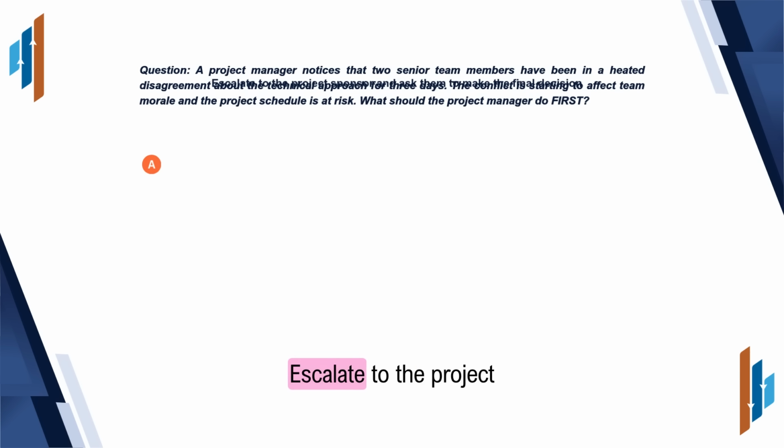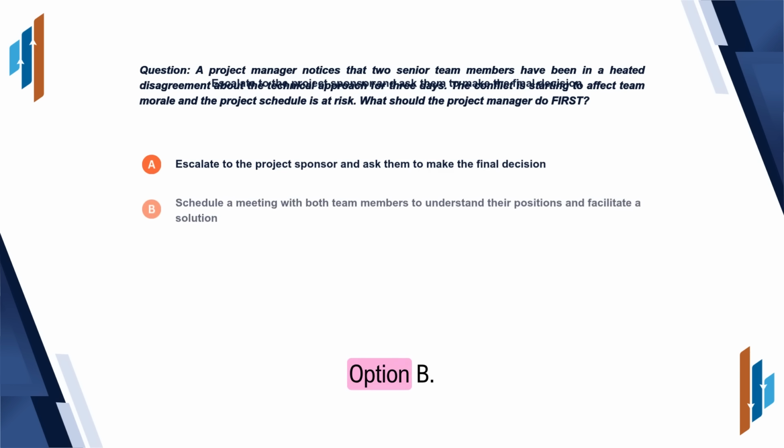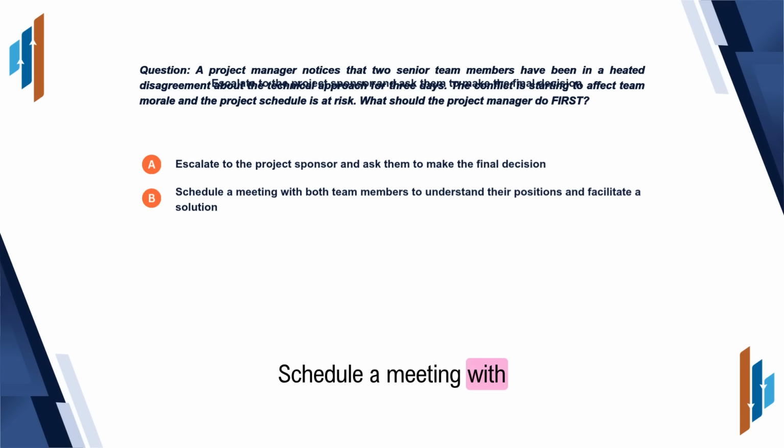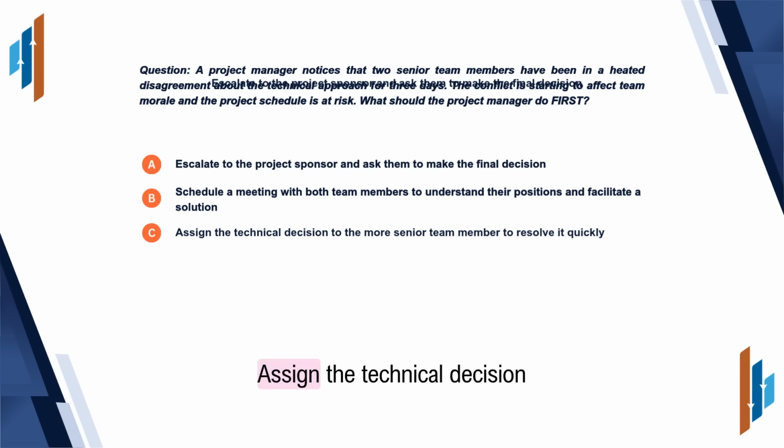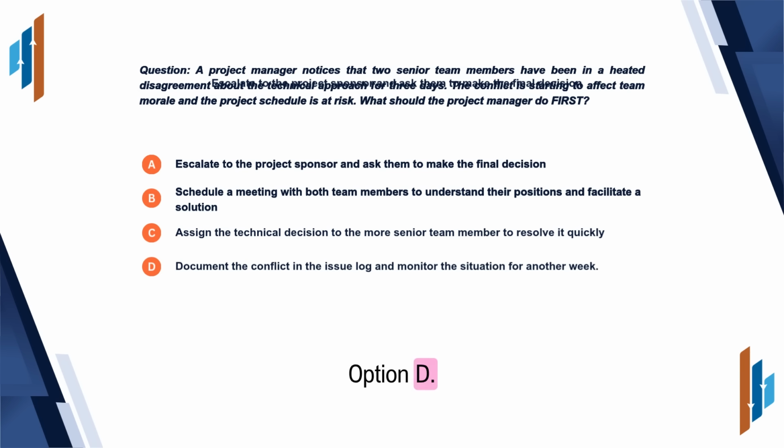Option A, escalate to the project sponsor and ask them to make the final decision. Option B, schedule a meeting with both team members to understand their positions and facilitate a solution. Option C, assign the technical decision to the more senior team member to resolve it quickly. Option D, document the conflict in the issue log and monitor the situation for another week.